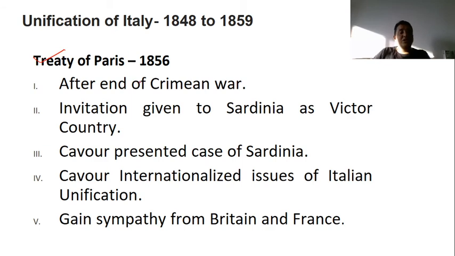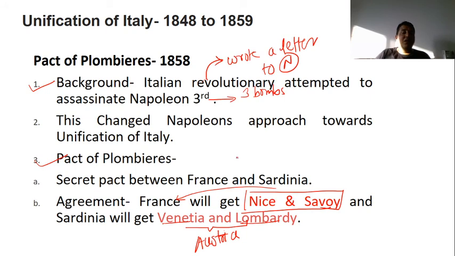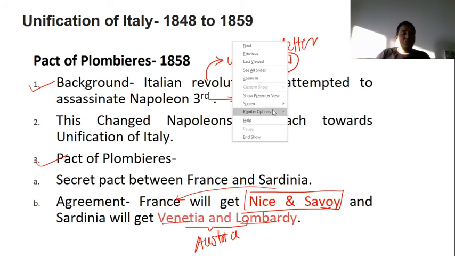In that treaty, Cavour, representing Sardinia, presented the view of the unification of Italy and exposed the Austrian dominance over the Italian peninsula and how they did injustice to the Italian people. So he exposed it very well. Because of that, he got sympathy from Britain as well as France, but they didn't want just sympathy from France. They wanted active participation from France, but France was unwilling to do so.